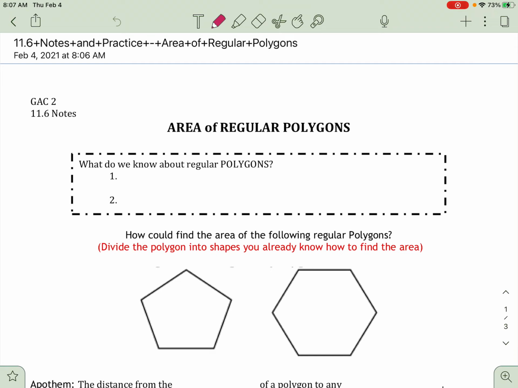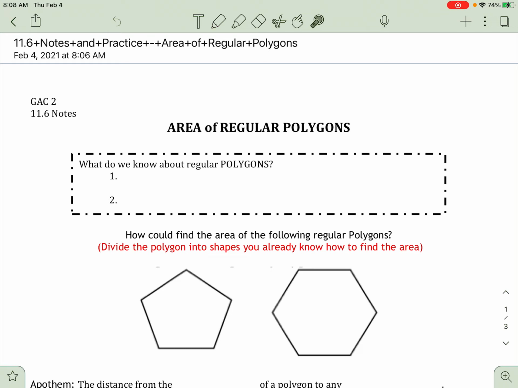So at this point, you should have completed 11.5, learning about regular polygons. If you haven't done that yet, go watch that video, complete the notes and practice, and make sure to submit that. Don't forget to check the answer key on the practice as well. All right, so let's just get right into it, shall we?